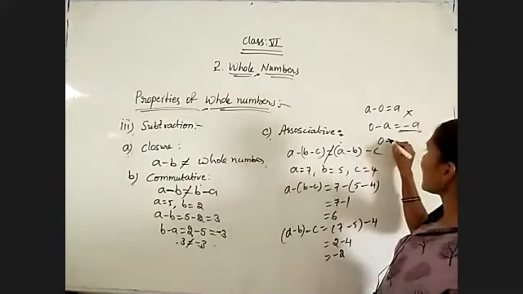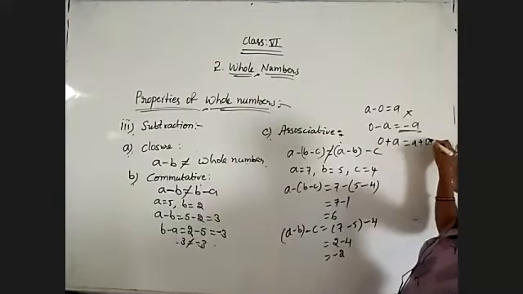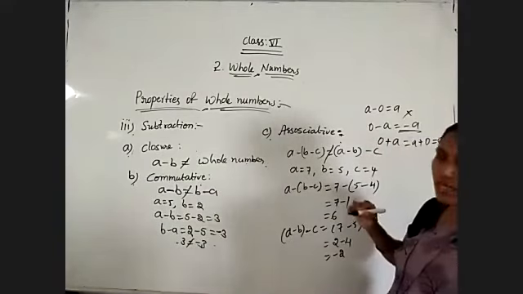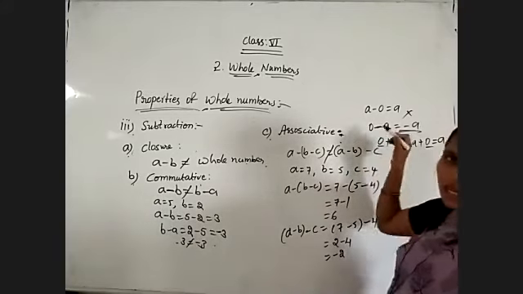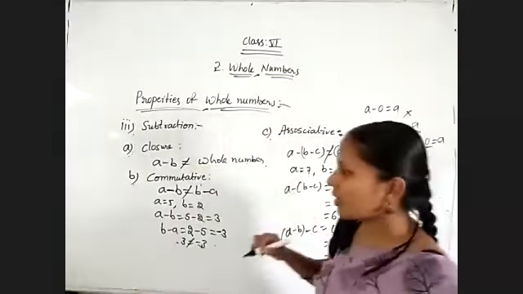But if I am taking A plus 0 or 0 plus A, in both cases I will get A only as the result. That's why 0 is called the additive identity. But in the case of subtraction, we will not get that. Okay, these are the different properties.